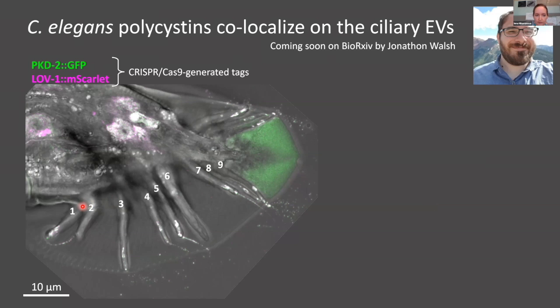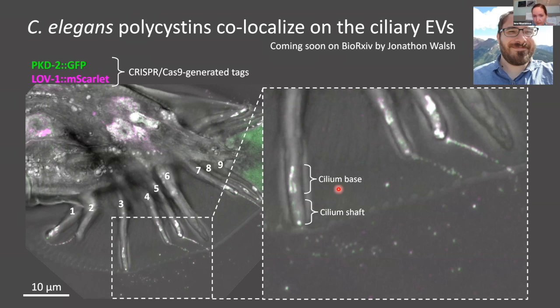Here in this picture, you can see the tail of the worm. At the end of each ray, in this case 1, 3, 4, 5, 7, 8, 9, you can see the cilium. I'm going to zoom out. At the ciliary base, you can see both PKD2 and LAV1 colocalization. They also colocalize in the cilium, and they also go in the same EVs. You can see that the EVs are released from these rays into the environment. This is actually preliminary data, and it will come soon on bioRxiv. The whole method of CRISPR editing transformed our lab and our ability to analyze ciliary biogenesis. This was introduced by Jonathan Walsh.